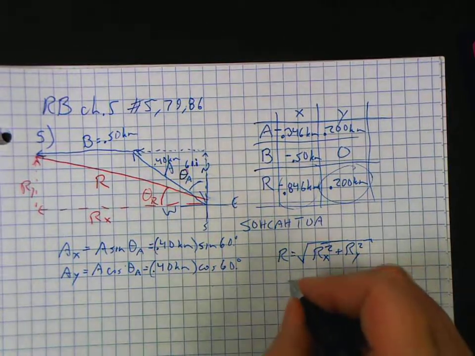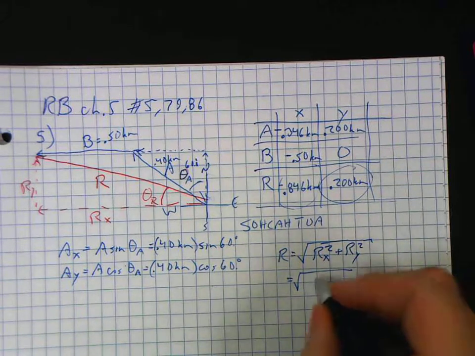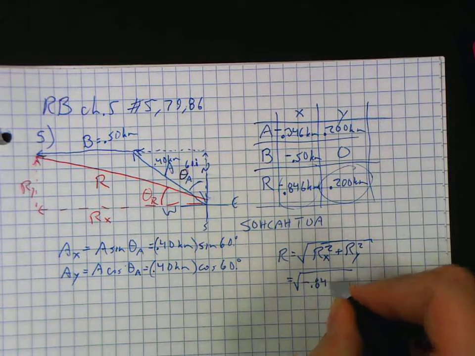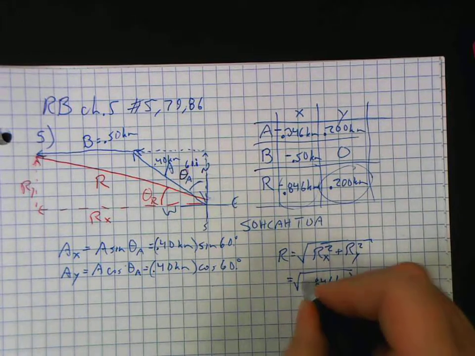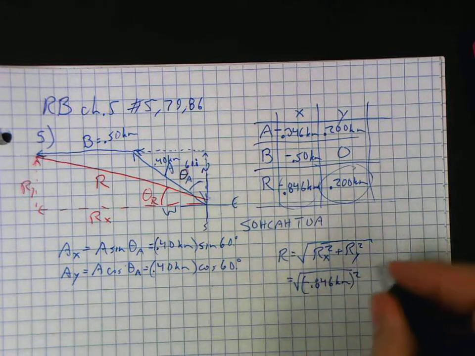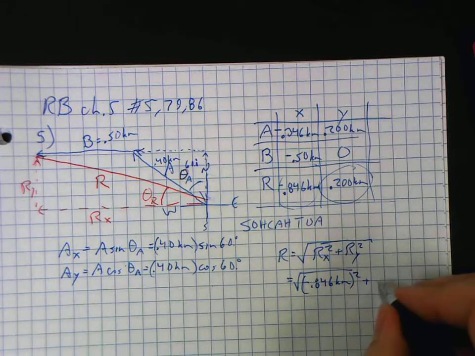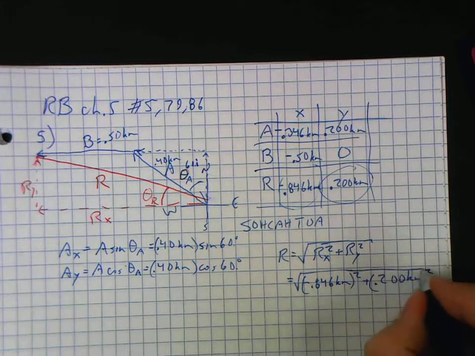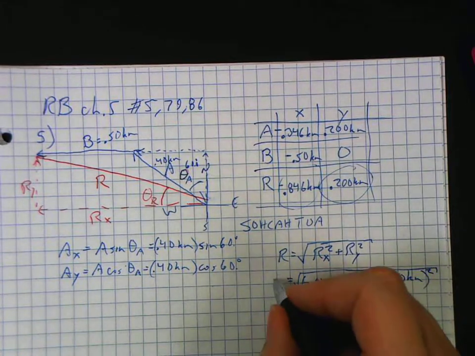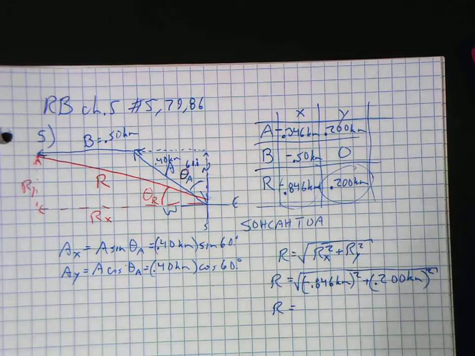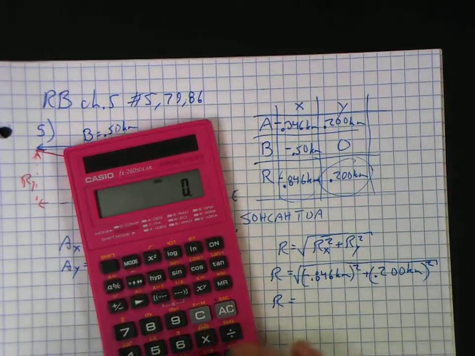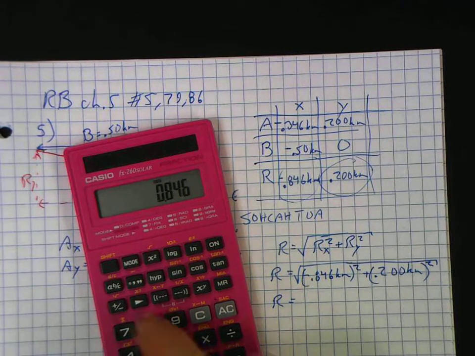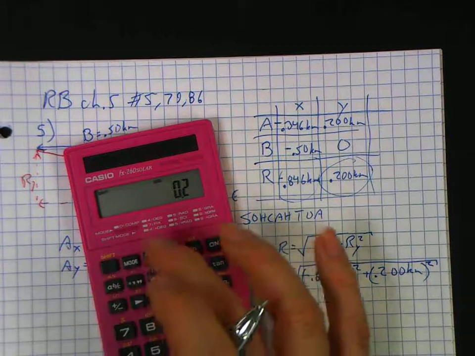That is, of course, the Pythagorean theorem, because this red triangle here is what we're dealing with. So that's equal to the square root of negative 0.846 kilometers getting squared, and the negative is inside the square, plus 0.200 kilometers getting squared. Then we add them together and square root. So the full magnitude of r, let's see, 0.846, make sure it's negative, then square it, plus 0.2, I have to remember to square that.